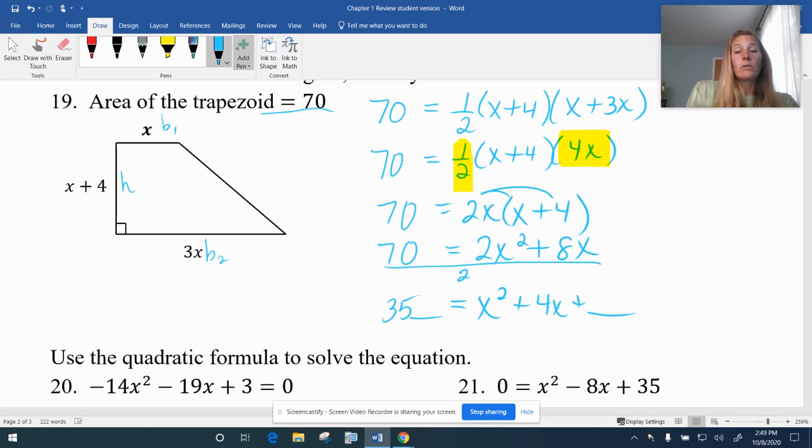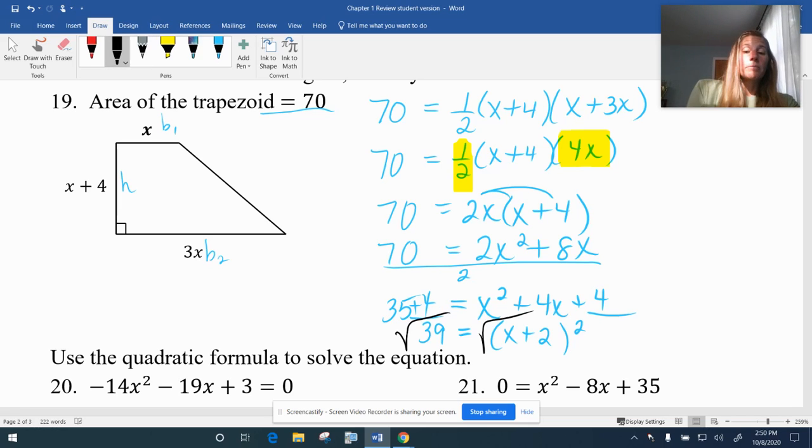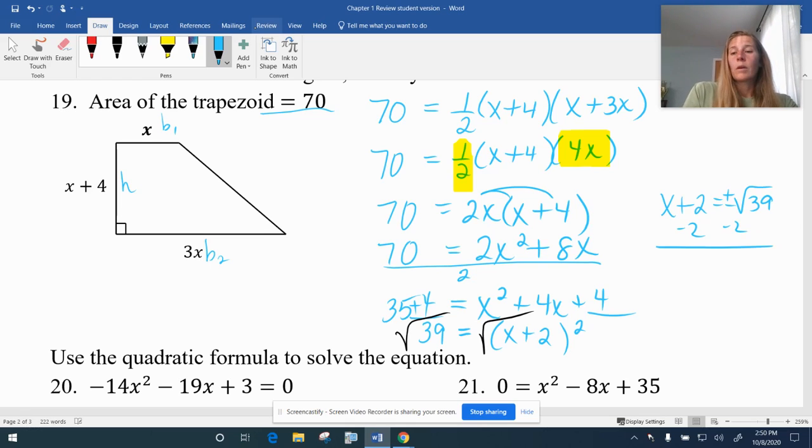Okay, so half of 4 is 2, 2 squared is 4. So I have 39 equals, and over here, x plus 2 squared. And then I'm going to square root that. So I ended up with x plus 2 equals the square root of 39, and of course, there's a plus or minus there. 39 is not a perfect square, since 13 and 3 are not going to help you. So x equals negative 2 plus or minus square root of 39.